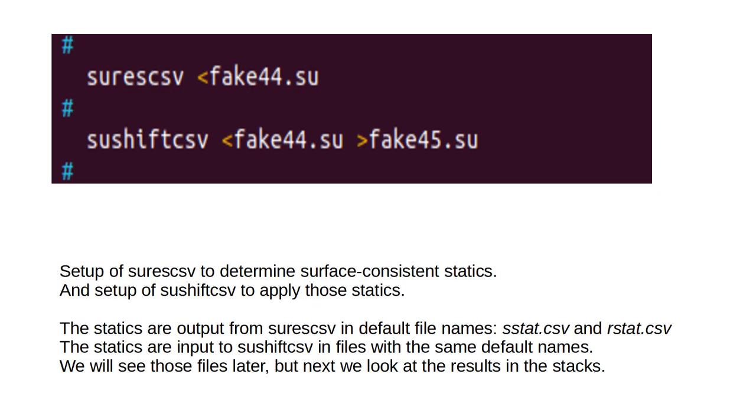Setup of SU-res-CSV to determine surface consistent statics, and setup of SU-shift-CSV to apply those statics. The statics are output from SU-res-CSV in default files sstat.csv and rstat.csv. The statics are input to SU-shift-CSV in files with the same default names. We will see those files later, but next we look at the results of the stacks.